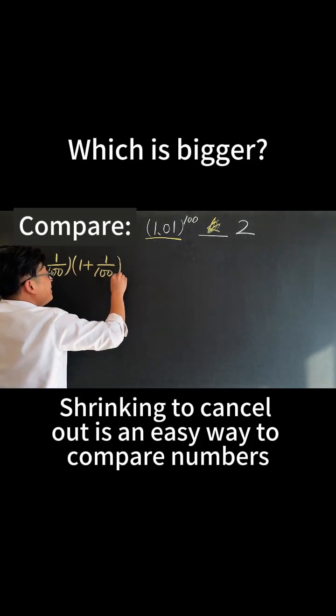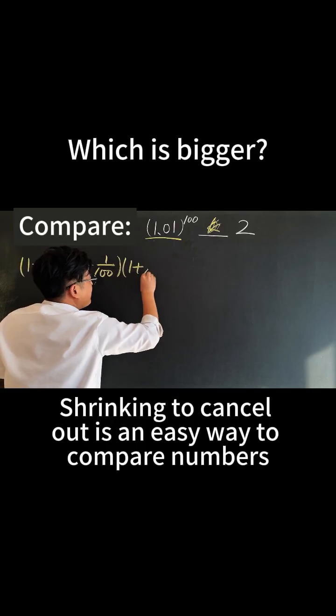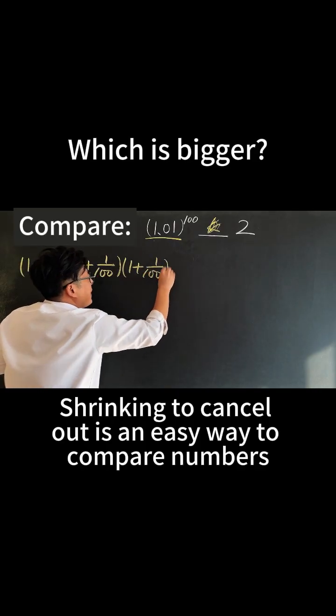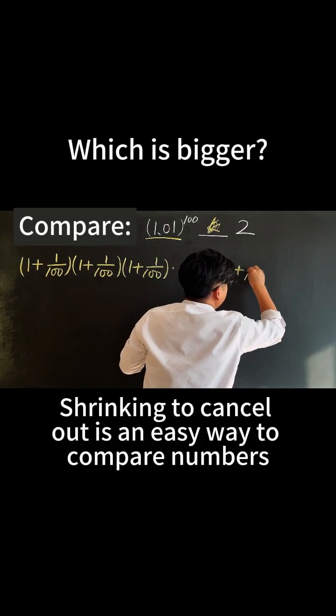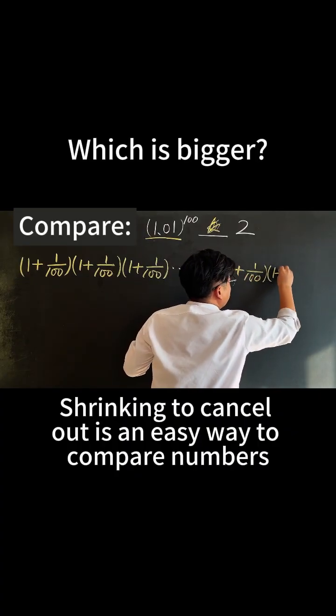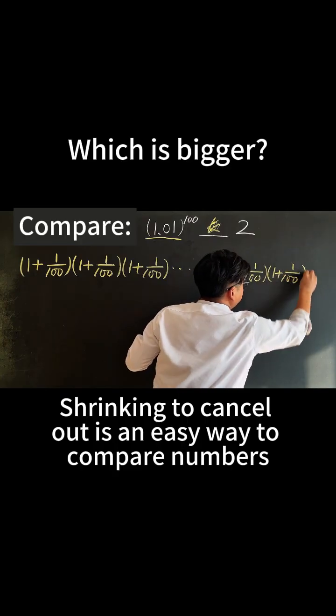Let's break it down a bit more. Multiply it 100 times: 1 plus 1 over 100, multiplied 100 times. So compared to 2, which one is bigger? Let's break it down and take a look.